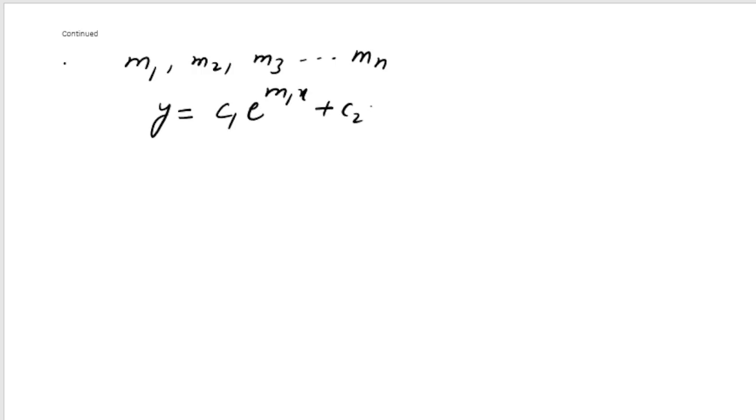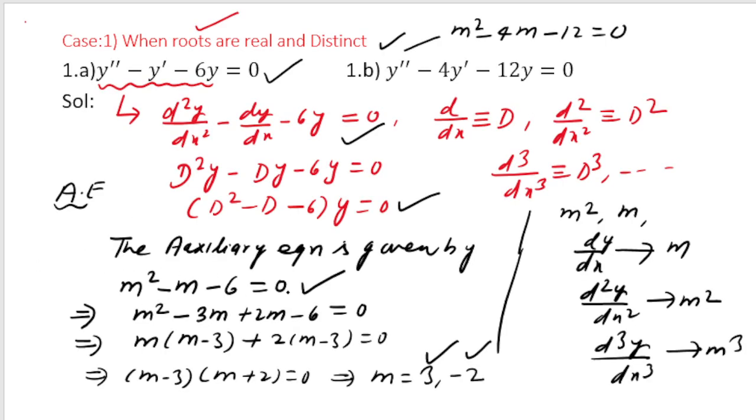So just look at this: when the roots of an auxiliary equation are like m1, m2, m3, if I am talking about an nth order differential equation, up to mn, then the solution will be written as y is equal to c1 e to the power m1x plus c2 e to the power m2x and up to cn e to the power mnx. And I hope most of you might already have noted that if we are solving a differential equation of order n, then its auxiliary equation will be a polynomial of degree n.